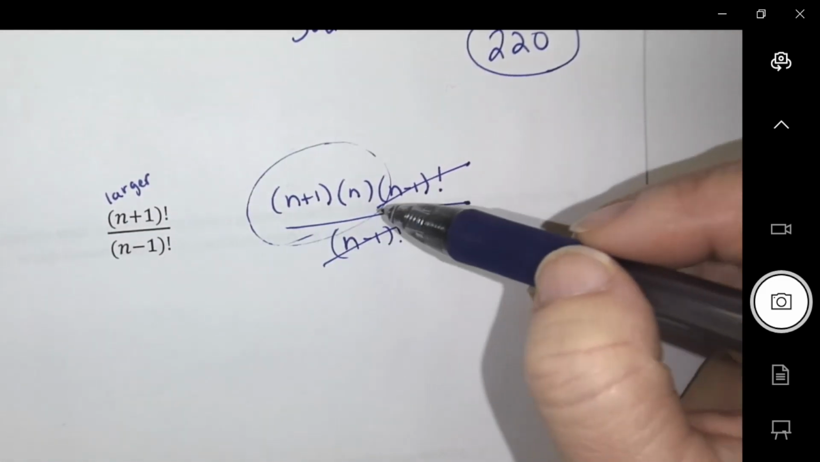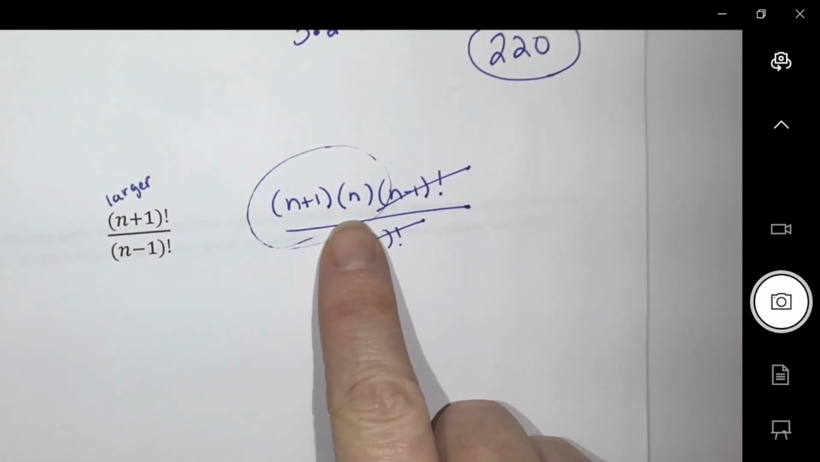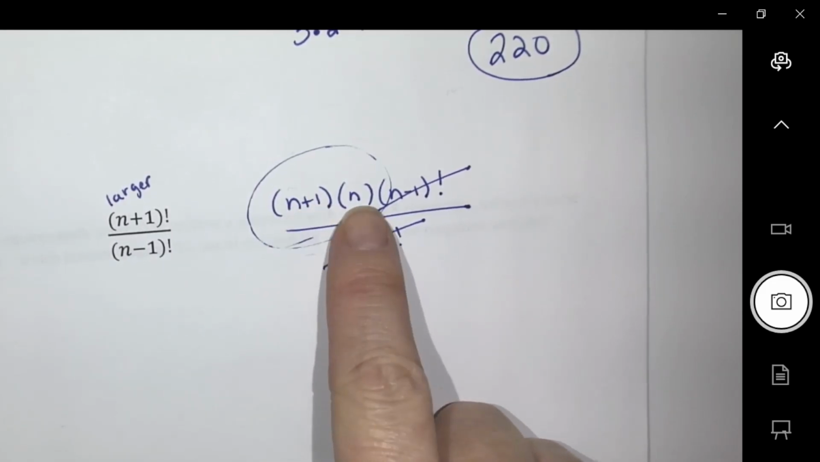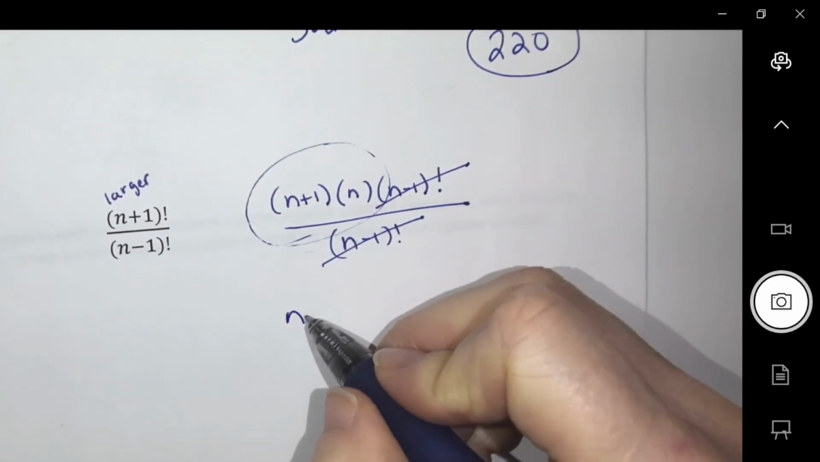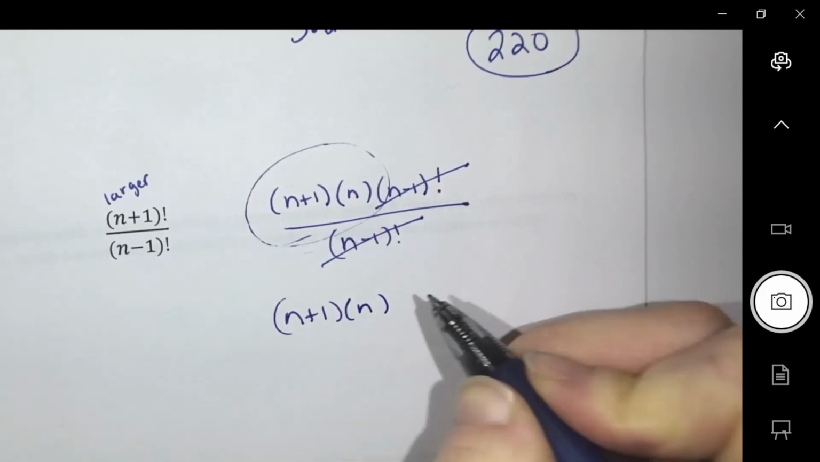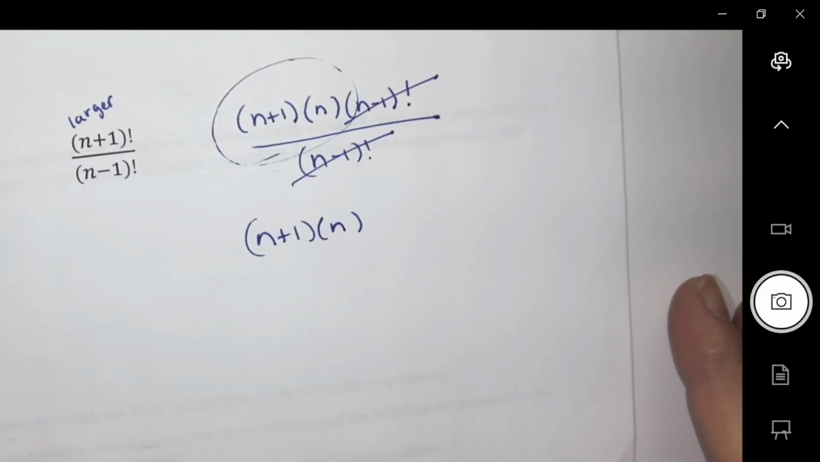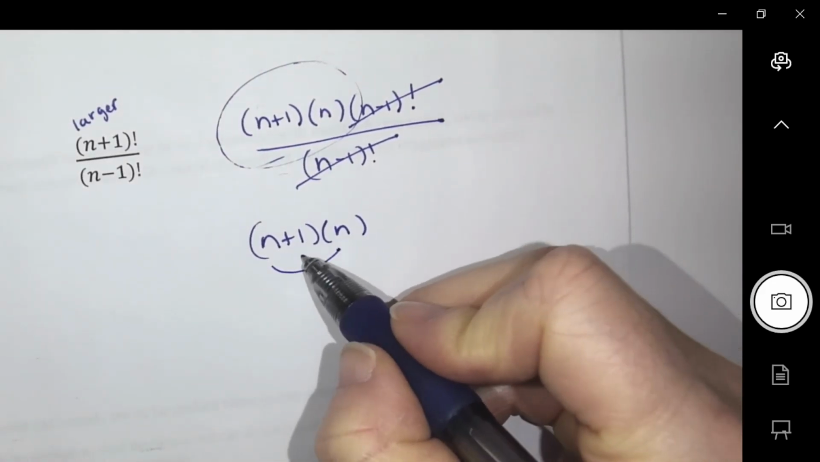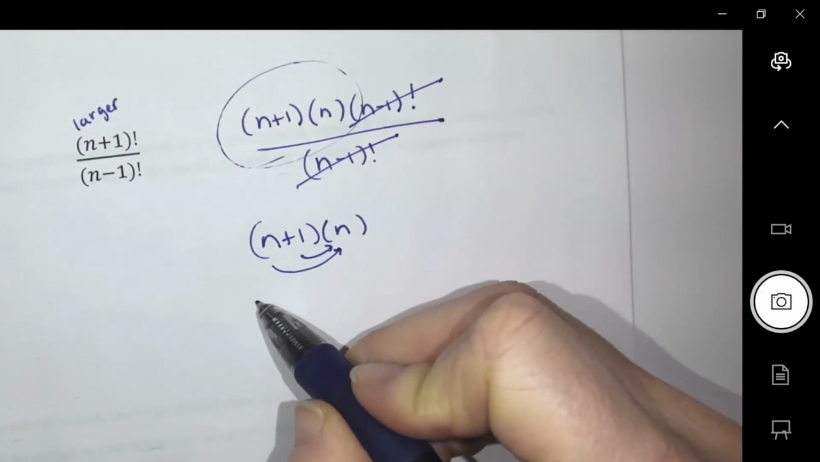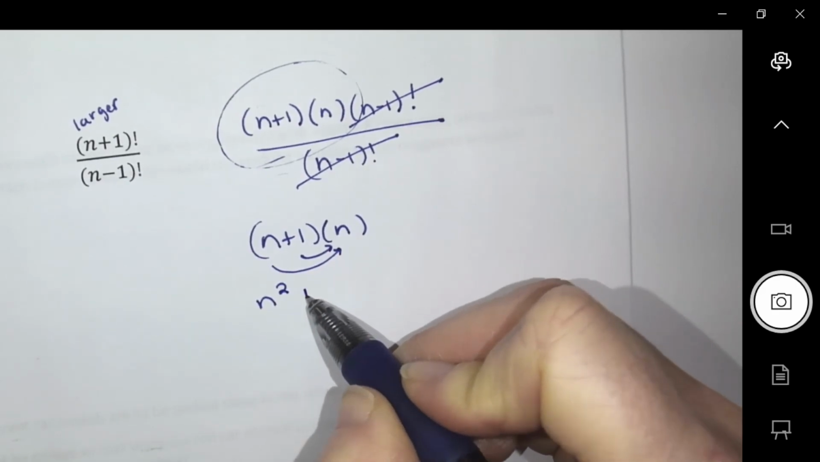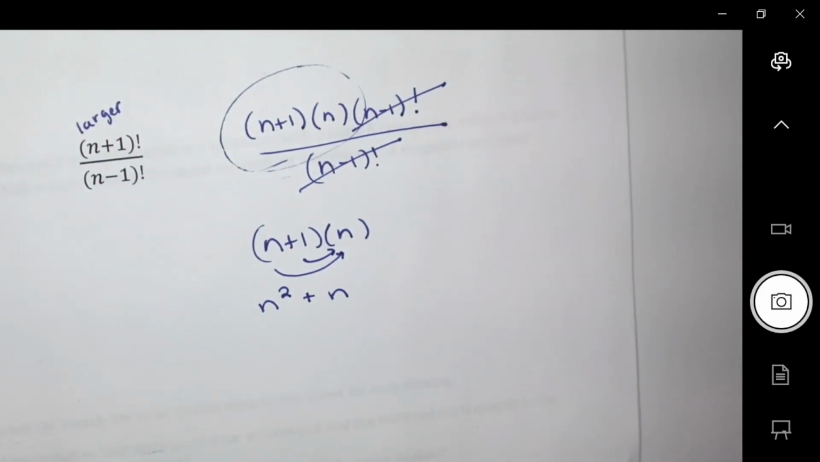How do you simplify something like this in math? These are being multiplied by each other. So how do I multiply that? Simplifying means multiply it. So then I would get, you have to expand n squared plus n.